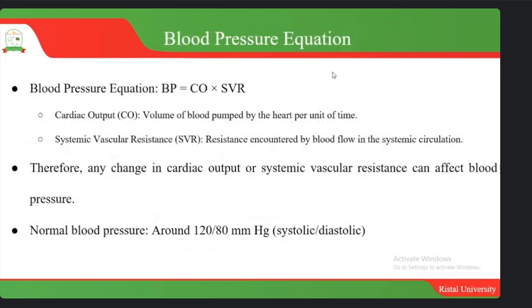So what do we look at in our blood pressure equation? Our blood pressure equation is basically blood pressure equals cardiac output times systemic vascular resistance. So when you get the cardiac output times the systemic vascular resistance, that will give you the amount of someone's blood pressure. So the cardiac output, which is CO, is basically the volume of blood that is pumped by the heart per unit of time.